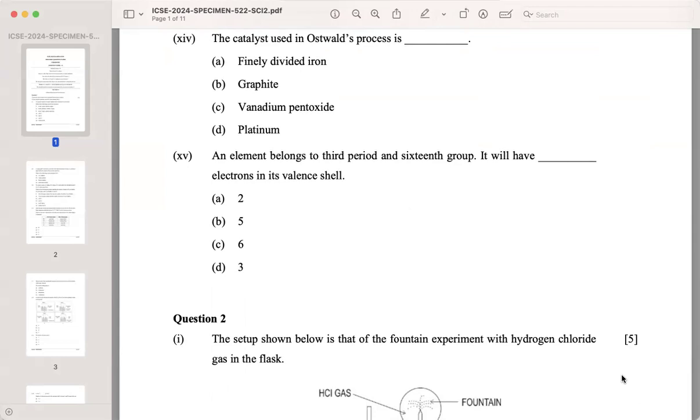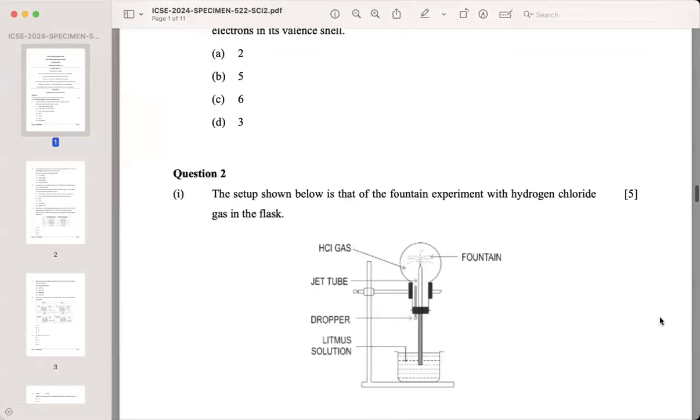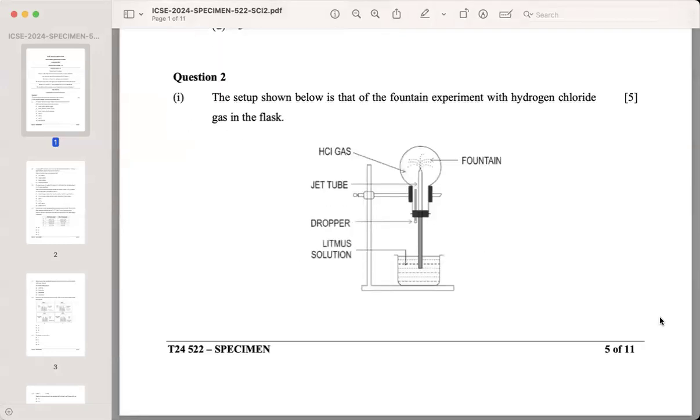Then comes question number 2, which I told you that they have changed the format of the question paper. So you need to remember that you are now doing question number 2 in section A, which will always be a diagrammatic question. Now here it says the setup shown below is that of the fountain experiment with hydrogen chloride gas in the flask. Now here the setup has been shown.